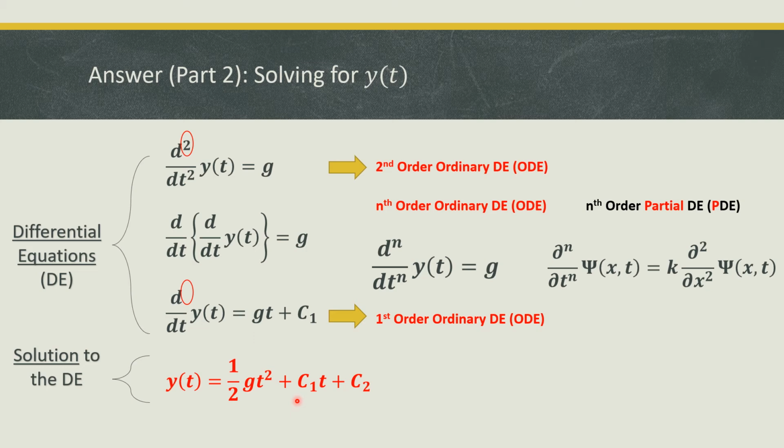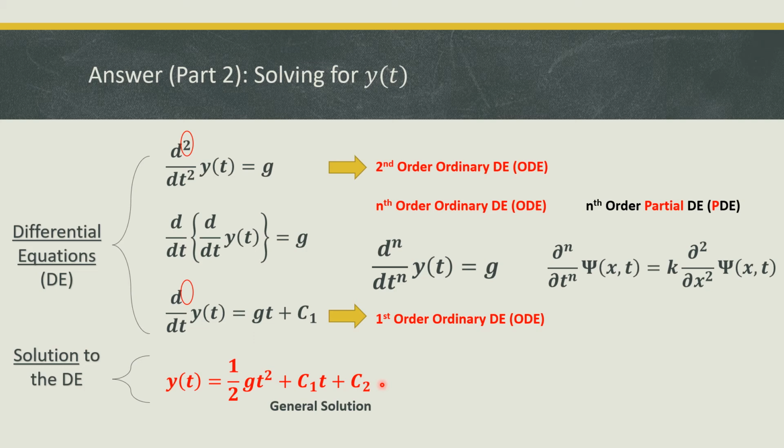Now, we know that for any value we choose for c sub 1 and c sub 2, this function will always satisfy this differential equation. It will always be a solution to the differential equation. And so we call this a general solution because this is the most general form. You can change whatever values you like for c sub 1 and c sub 2.